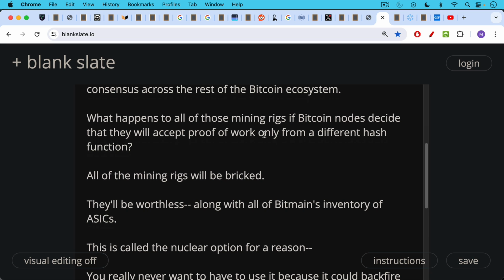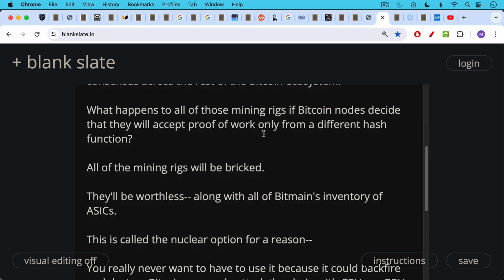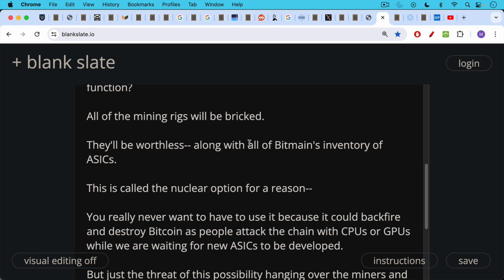They'll be completely worthless, along with all of Bitmain's inventory of ASICs, because these ASICs are only good for one thing. They're only good for doing SHA-256. And if you don't have the BTC network, there's no real money to be made from these. So this is called the nuclear option for a very good reason.